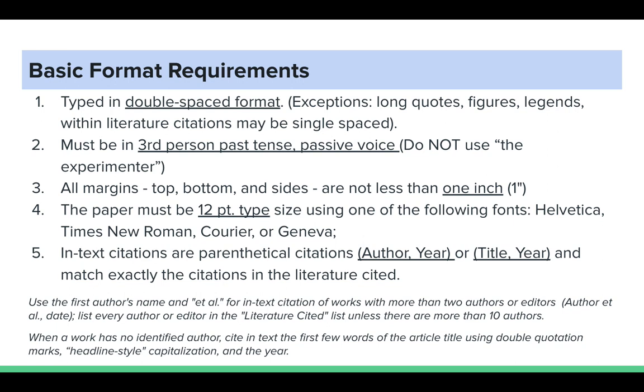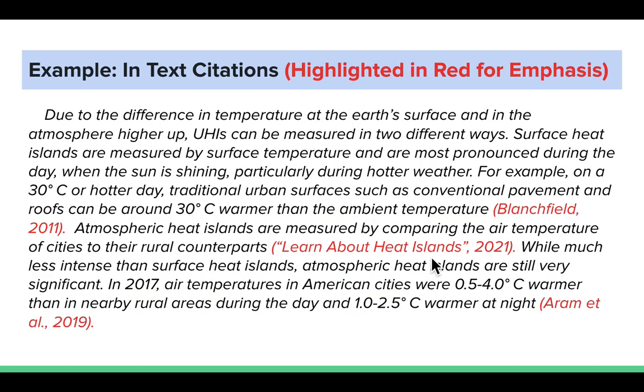And when a work has no identified author, you're going to cite the first few words using double quotation marks or headline style capitalization and the year. So let me just show you some in-text citations. So again, you put them at the end of a sentence. That sentence is the one where you got the information, or at the end of a paragraph that you have gotten the information from and paraphrased.